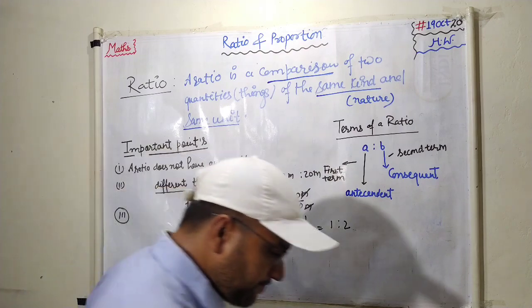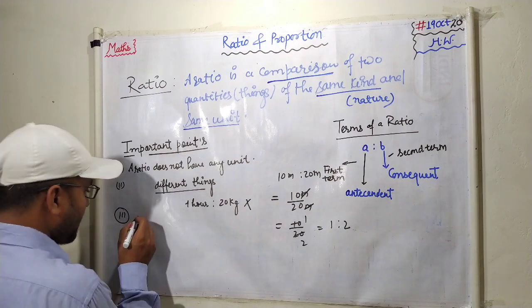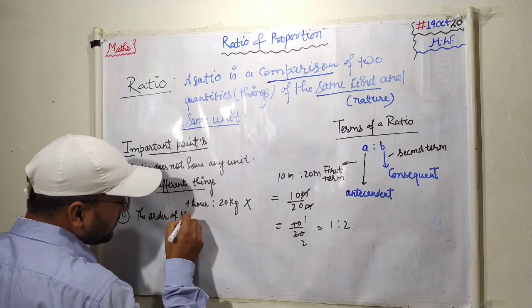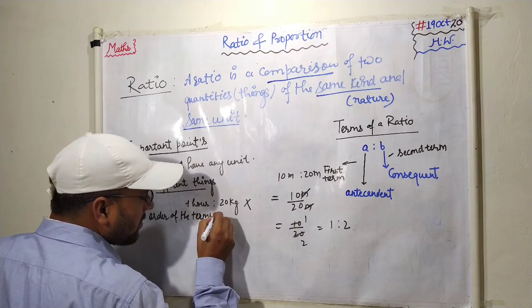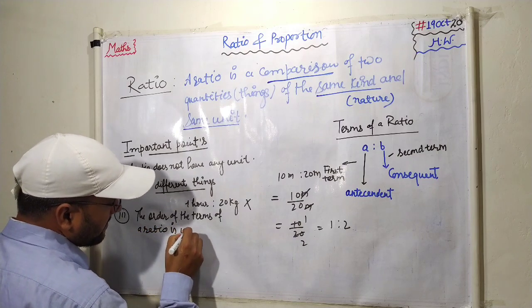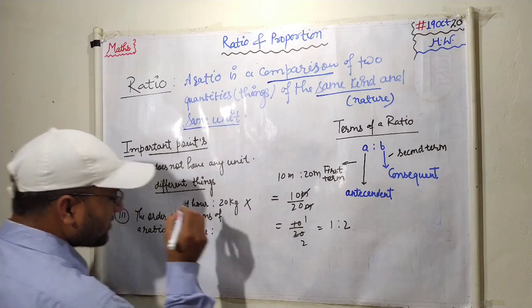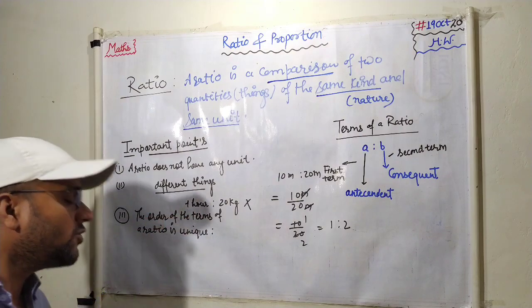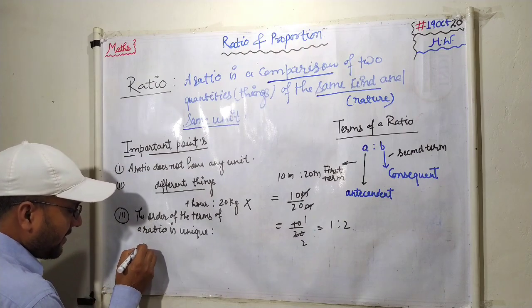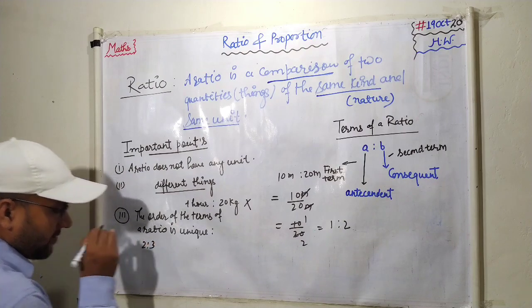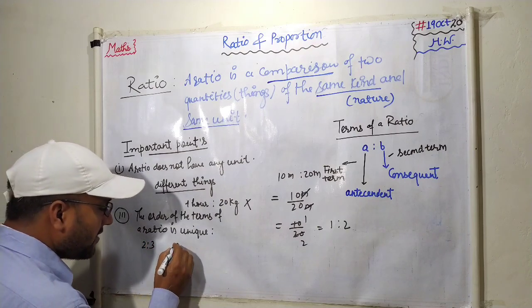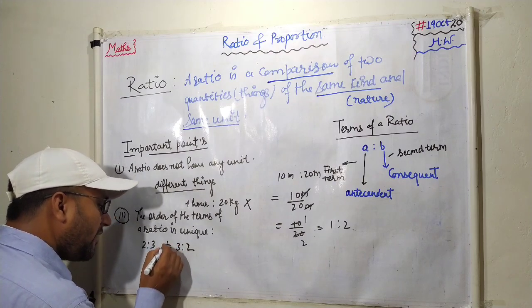The order of the terms of the ratio. The order of the terms of a ratio is unique. Students, the order of the terms of the ratio is unique means that, suppose you have written 2:3, if you change the order, then the value of this ratio also changes. 3:2. They are not equal.